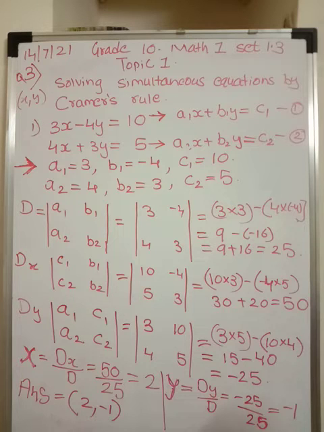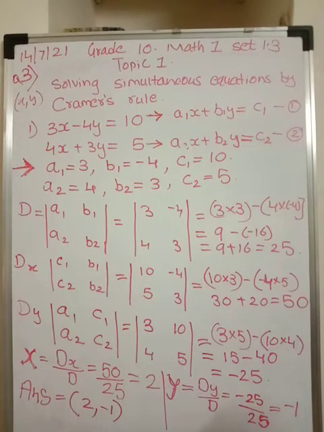There are so many problems given. I have solved the first one for you. One more thing I would like to share with you. We find x as dx upon D, no? This is Cramer's rule to find x, and Cramer's rule to find y. Will you do the other problems on your own now? You know how to do it? Okay, so please try the other problems.